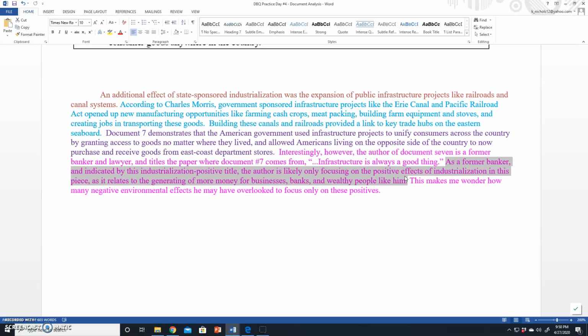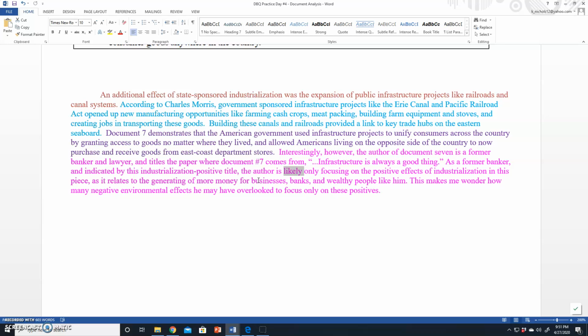And notice I point back to his background. That's key again. I'm saying as a former banker, and because his title is super positive. Notice up here, I just say the title is this. You need to tell me that this is a positive title. As a former banker, and indicated by this industrialization positive title, the author is likely, and this is a key word, don't be black or white. Don't be, hey, this person has to be one way or the other. Don't trust this document. He's totally bogus. Don't say things like that.